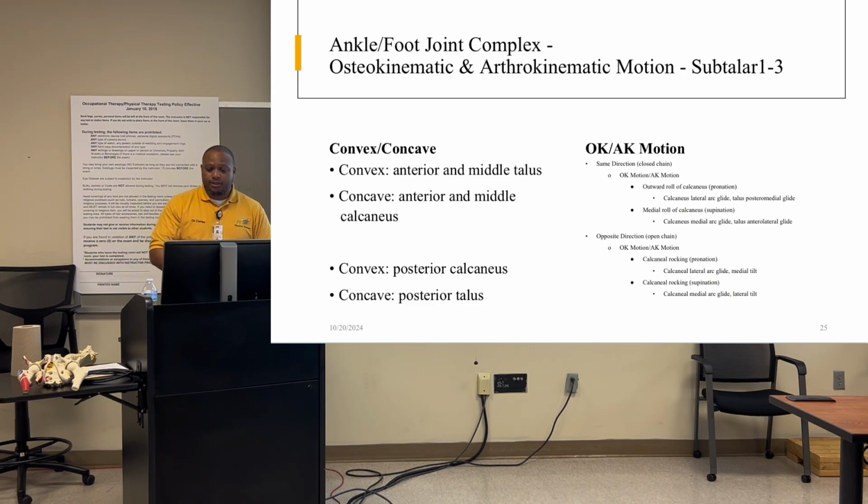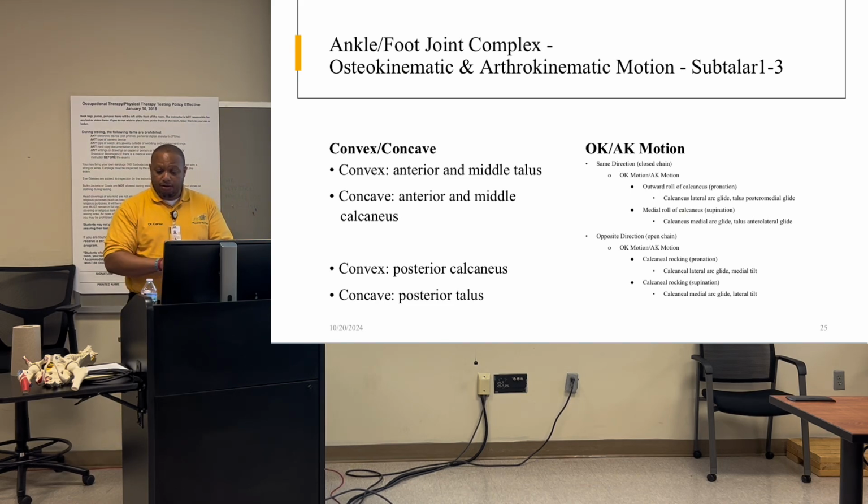So when we talk about the closed chain position, we have the OK and AK motions. With pronation, we're going to have an outward roll of the calcaneus. Okay? So this is me standing straight forward. This is the calcaneus, rolling outward with pronation. Typically, what is occurring is a calcaneus lateral arc glide. Okay? The talus is going to move posterior medial, so there's going to be a posterior medial glide of the talus.